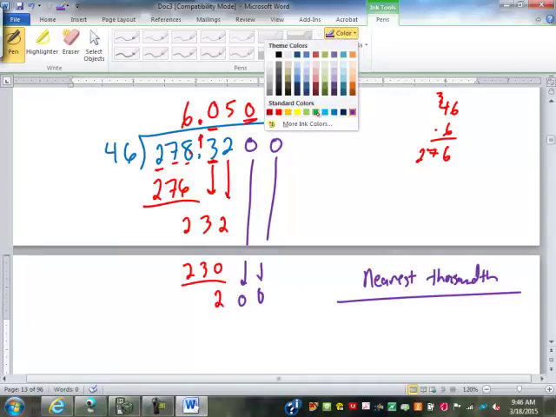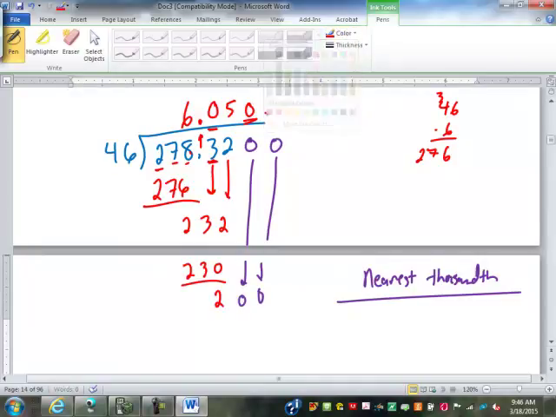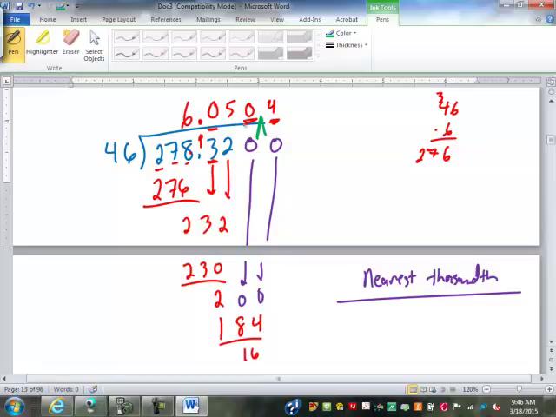46 goes into 200? 4 times. It would actually be what? 184. Should be 16 left over. Why did we need to know that extra digit? Because this now tells us, if we round it off to the nearest thousandth, that is 6.050 instead of rounding it up to 6.051. So we had to have that extra digit to tell us how to round the thousandths place.